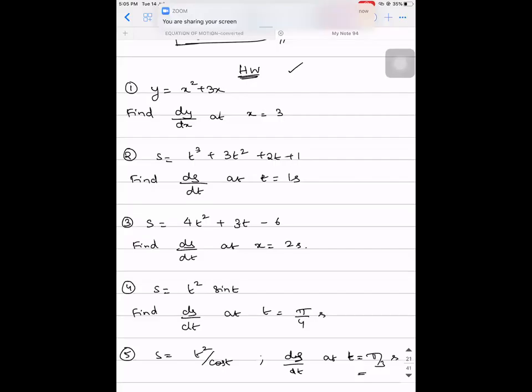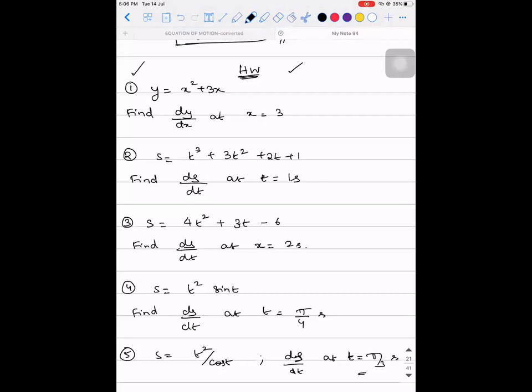Okay. So there were two homeworks, right? One homework was based on differentiation and the other was based on the equations of motion, right? So did you guys complete it? You're able to see my screen now, right? Did you complete the homework problem based on differentiation, which we discussed in the last class?